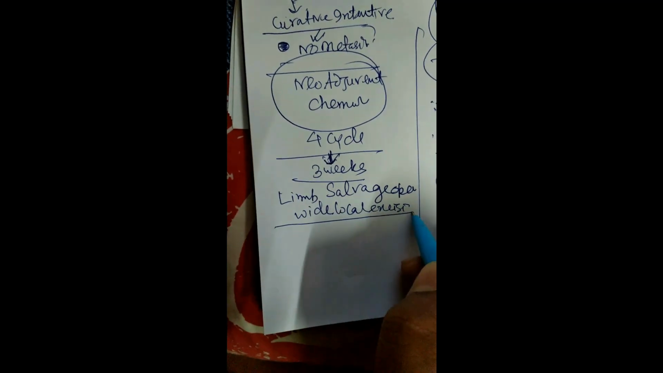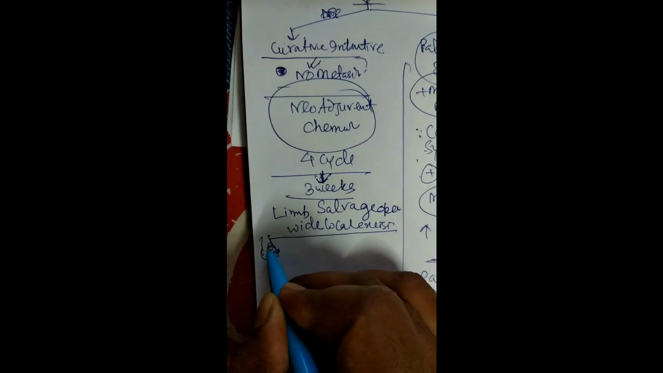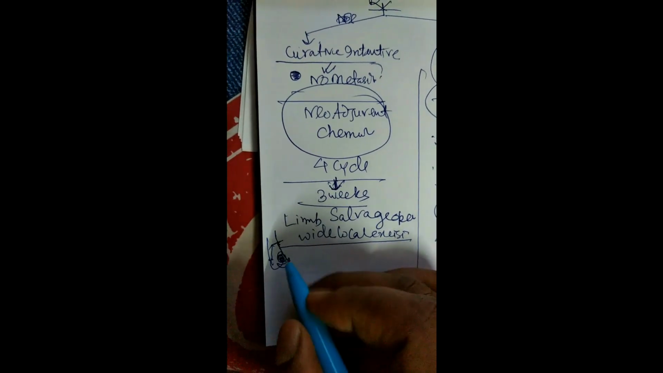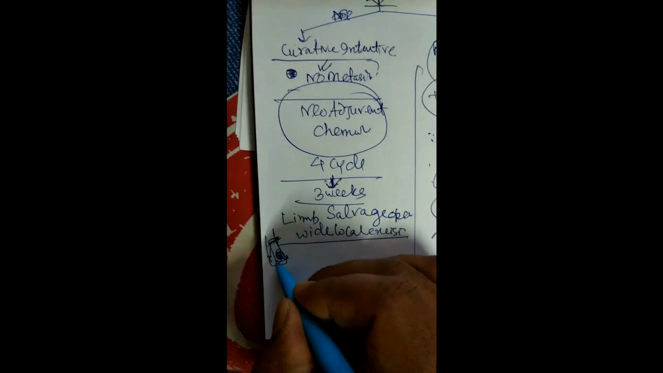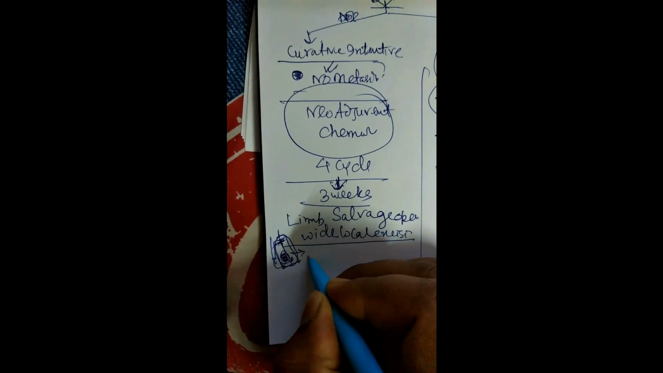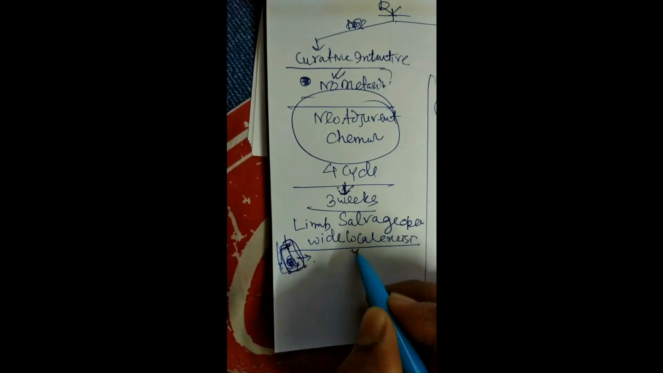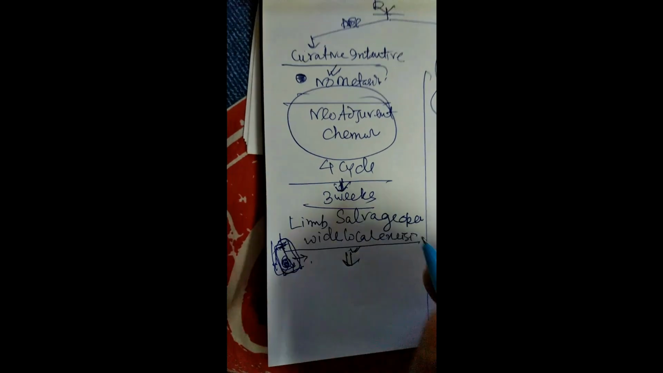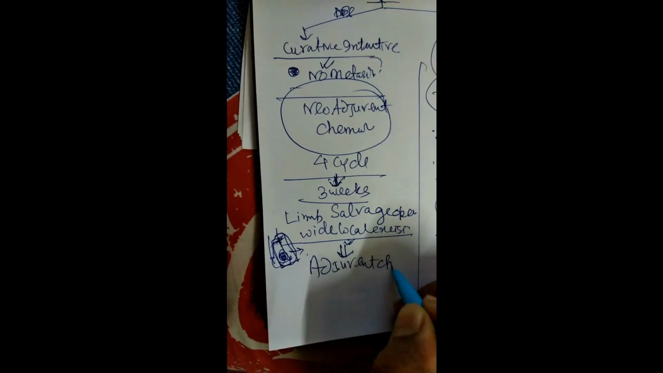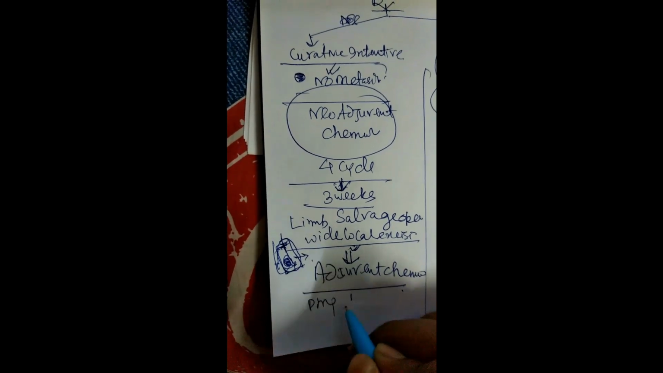What do we mean by wide local excision? Suppose there is a bone tumor and we have to excise this tumor. We have to go beyond it, at least to a healthy margin. Then we have to cut this whole tumor mass along with the biopsy scar. Then we have to reconstruct it by multiple options. This is called wide local excision. Now after that, we put the patient again on adjuvant chemotherapy. Then the treatment and physiotherapy will start.